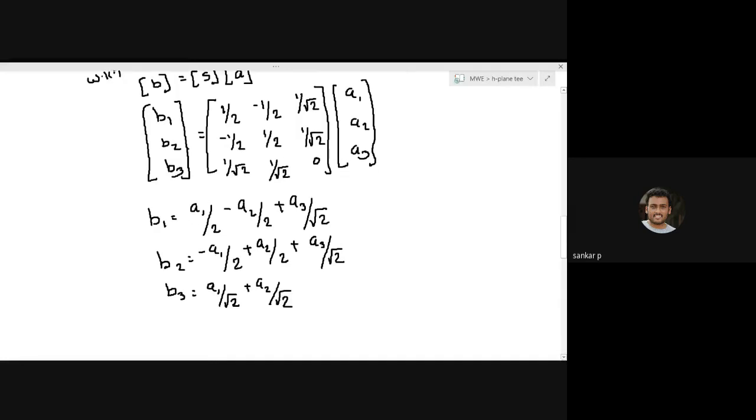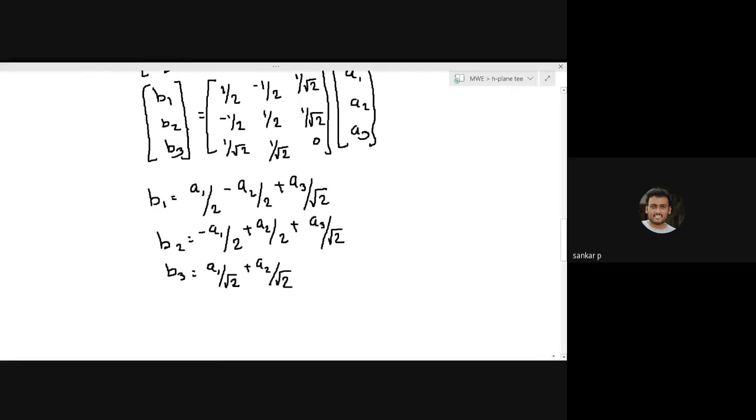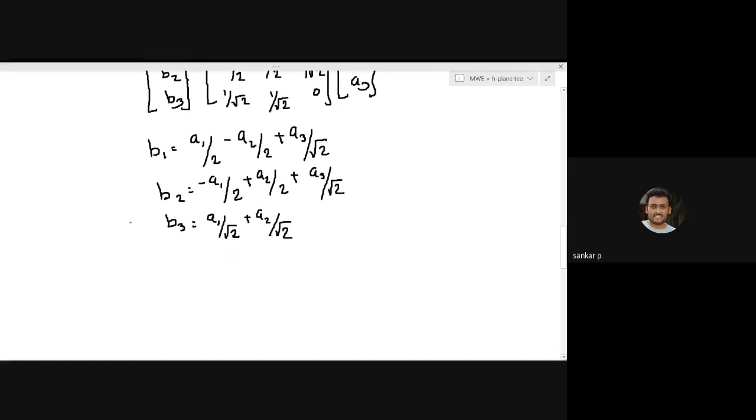And lastly, we have to verify whether the scattering matrix is right or wrong for the H plane T. I want to take case 1; you can take case 2 and case 3 also. What is case 1? When I give input to port 3, it has to divide equally to port 1 and port 2. I have to prove it.